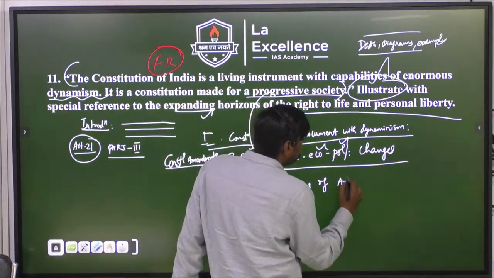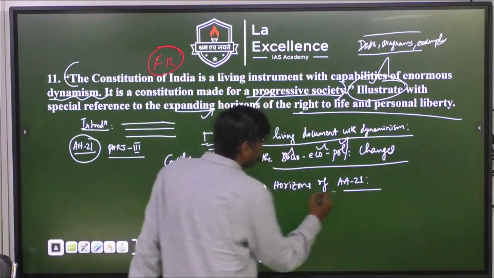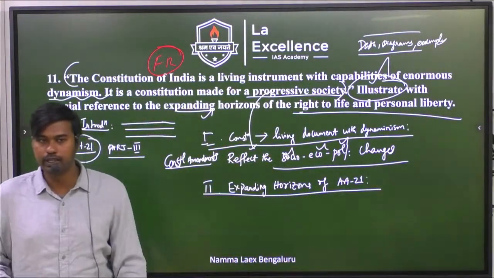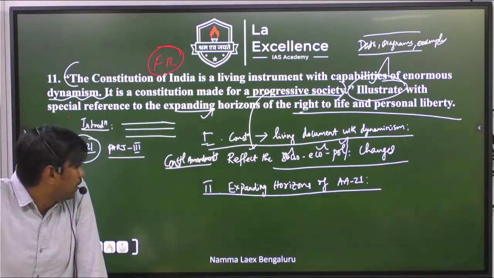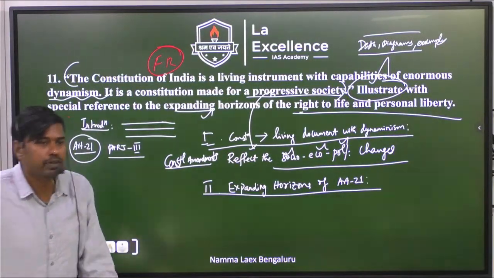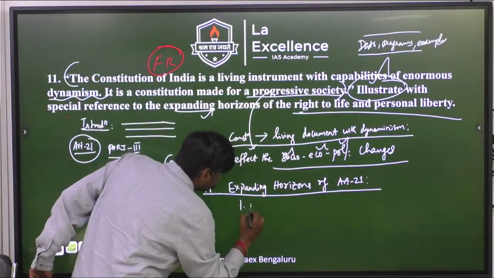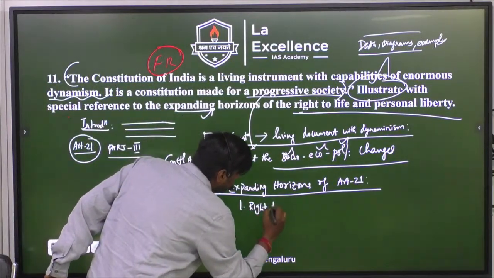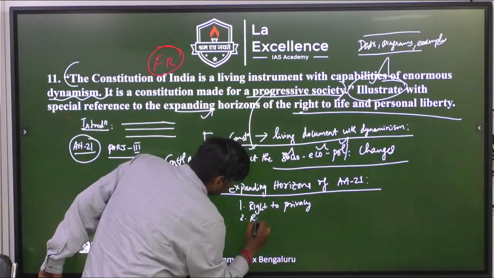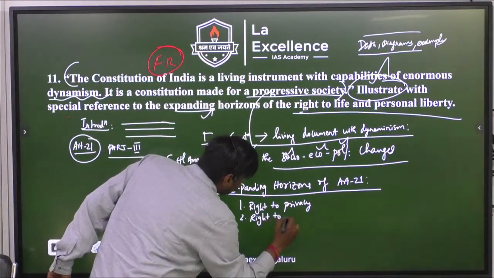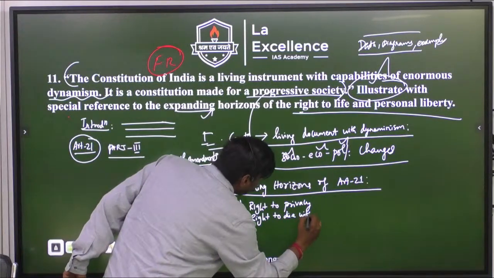That is Article 21. Right to life and personal liberty. Right, like that only. Just shortly I wrote Article 21. Is it clear? Now what you can write? So as I said before, there are various rights which have expanded. Kindly write it. One is right to privacy. Then right to die with dignity.